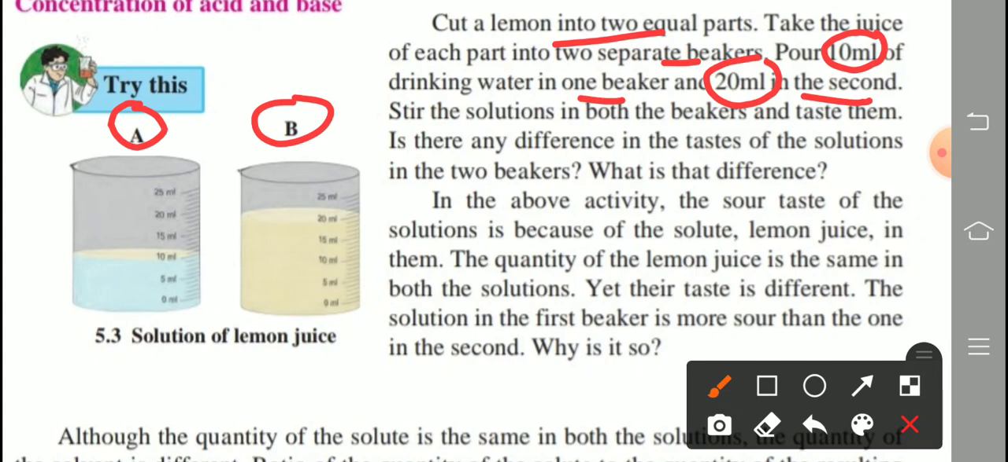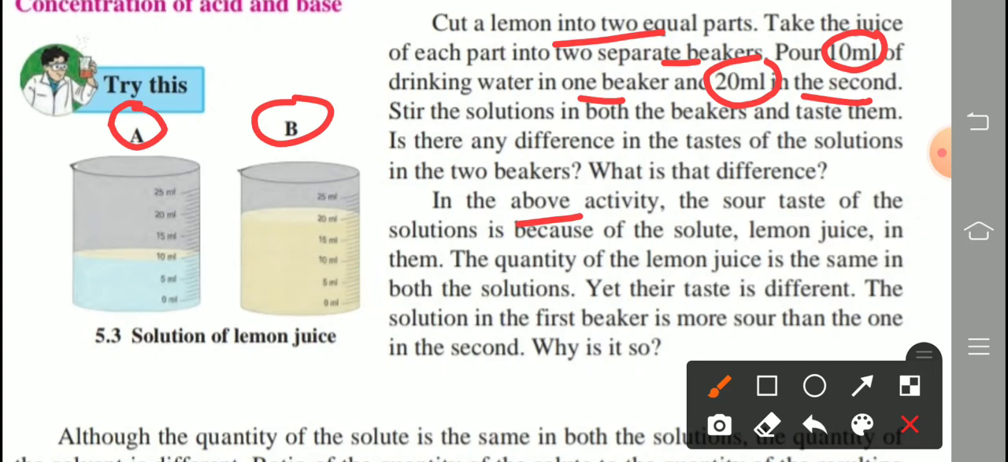Is there any difference in the taste of the solution in the two beakers? And what is that difference? This is a simple example for your understanding, of what is meant by concentration. Now in the above activity, the sour taste of the solution is because of the solute. Which is more in quantity here? Water. So water acts as the solvent. And what we added in a lesser proportion, that is lemon juice, so lemon juice is the solute.